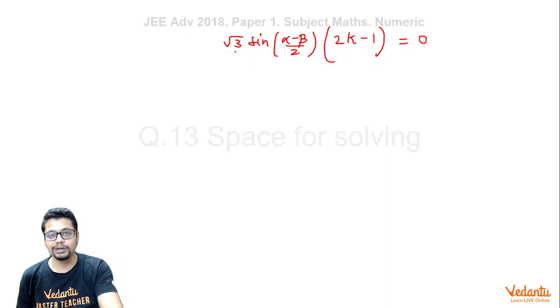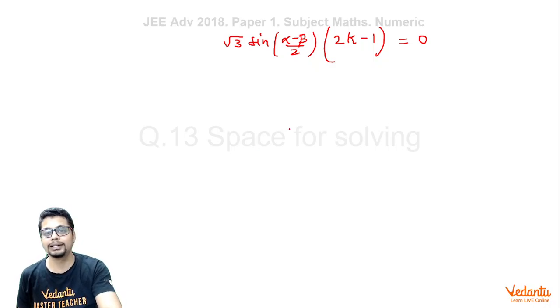Now here root 3 definitely would not be 0. So only two possibilities: sin of (alpha minus beta) by 2 becomes 0, or 2k minus 1 becomes 0. Now here the benefit of the question, since the value of k has been asked and that should be determinable, there should be some answer there. So given the objective format of this exam, one may unscrupulously say that k is half. You may say that k is half, but a scrupulous student would want to check whether sin of (alpha minus beta) by 2 would never be 0, given the conditions in the question.